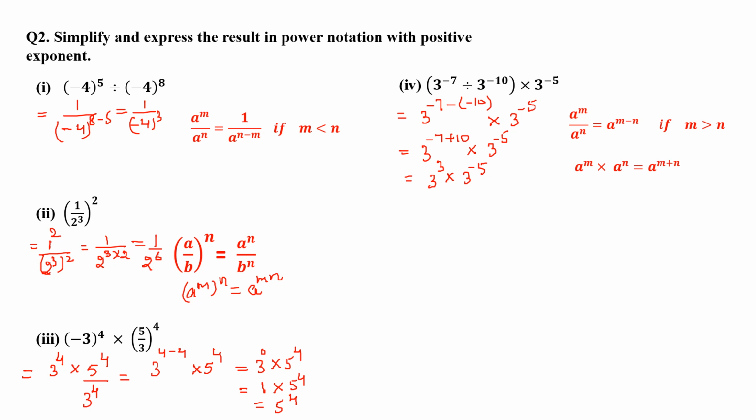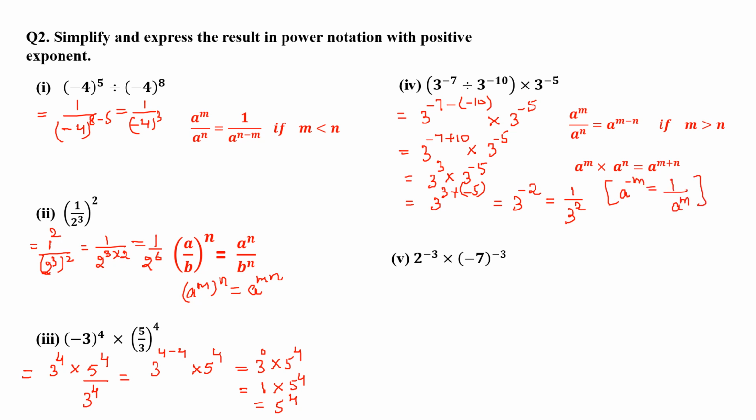Next we will use product law. So this will give my answer as 3 to the power 3 plus minus 5. And 3 plus minus 5 means 3 to the power minus 2. And as the question says you have to give the answer in positive exponent, so you have to write it as 1 by 3 square. And the law which I have used here is a to the power minus m equal to 1 by a to the power m.